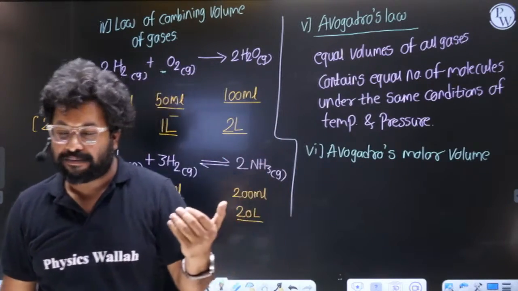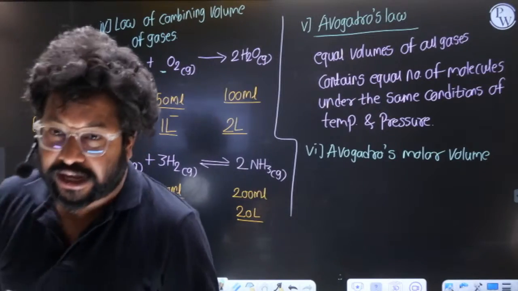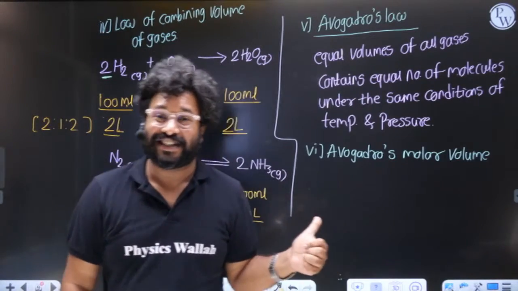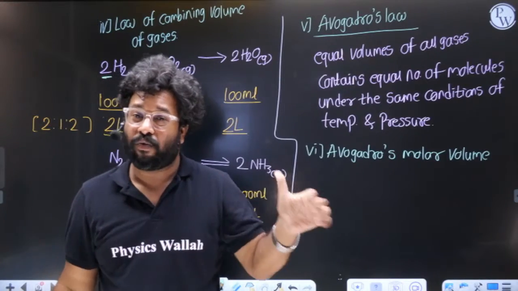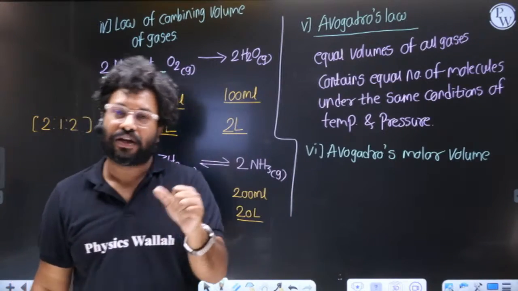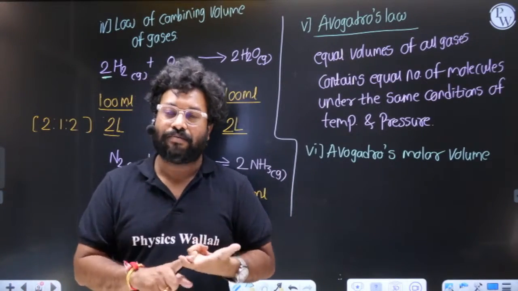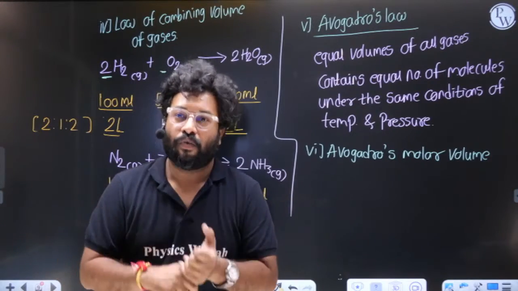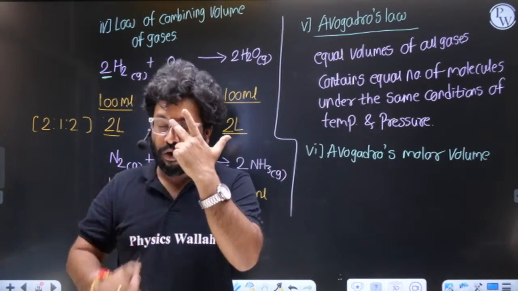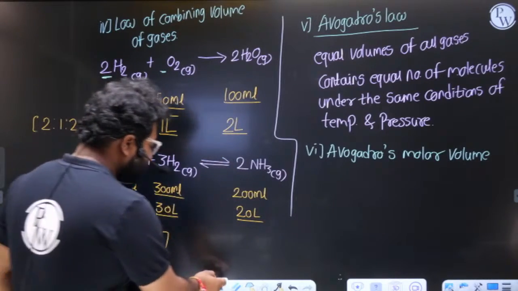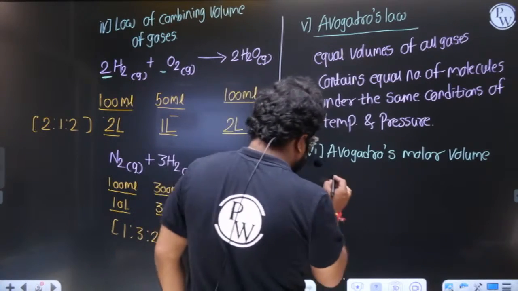What is standard temperature? Standard temperature is 0 degree Celsius, right? Yeah, 273 Kelvin. And standard pressure is 1 atm. So if the condition is STP, 1 mole of any gas in the world would always contain 22.4 liters of the volume. That is what the Avogadro's molar volume is all about.